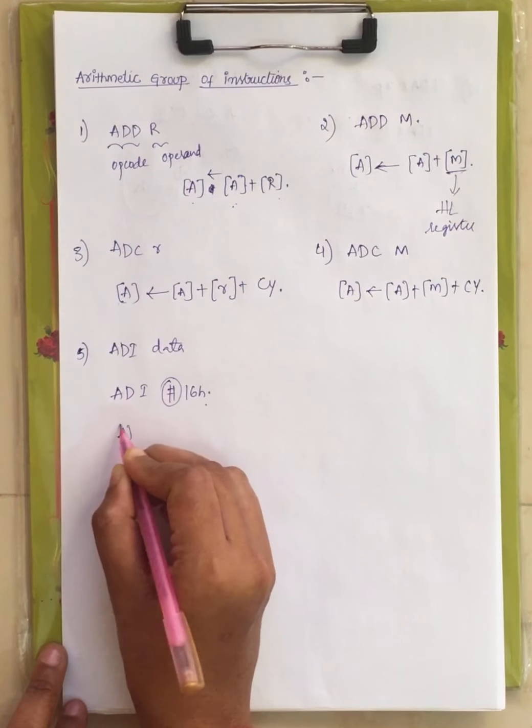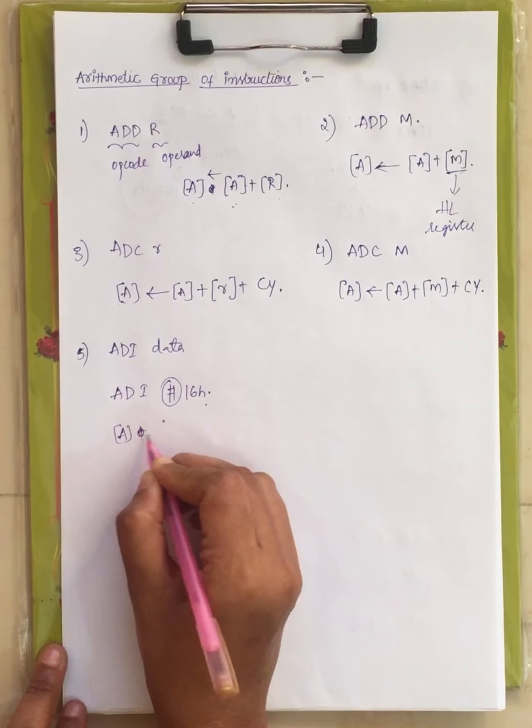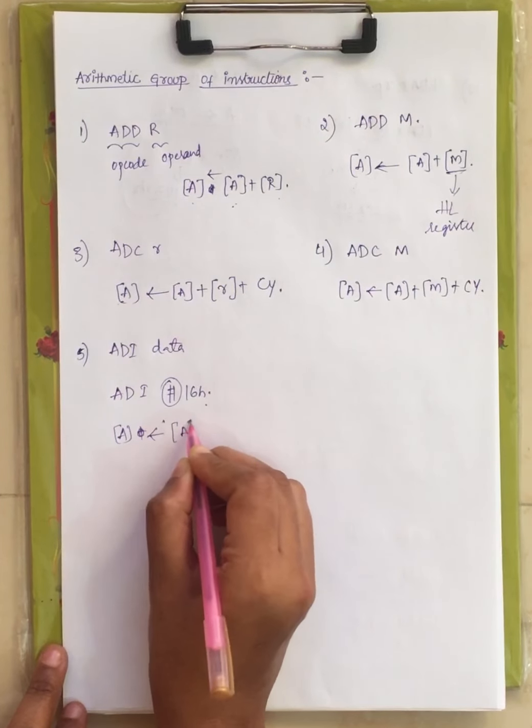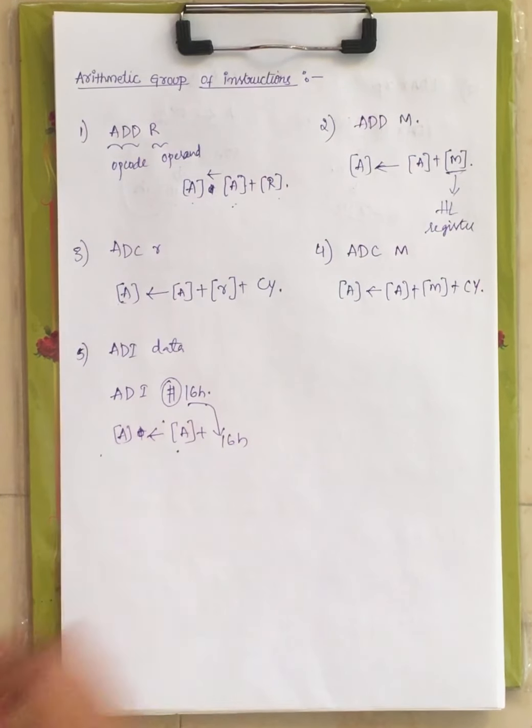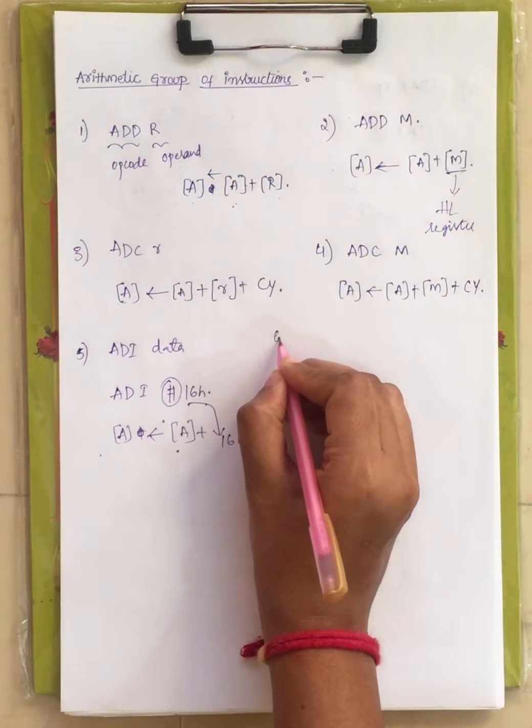Now here the contents of the accumulator are added with this immediate data, and the result is stored in A itself. Add immediate data: whatever data you want to add is directly specified within the instruction. That data is added with the contents of the A register, and the result is stored in A itself, right? Now that is the fifth instruction.